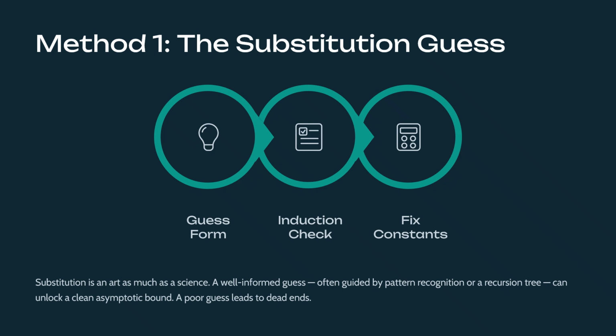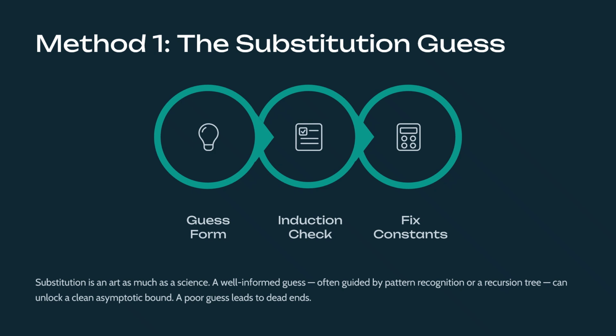Our first technique for solving recurrence relations is called the substitution method, also known as the guess-and-prove method. The first step is to make an educated guess about the complexity. For example, suppose we guess that the recurrence grows as O(n log n). The second step is to substitute this guess back into the recurrence equation. Then, using mathematical induction, we verify whether our assumption is correct. If the assumption satisfies the recurrence, our proof is complete.